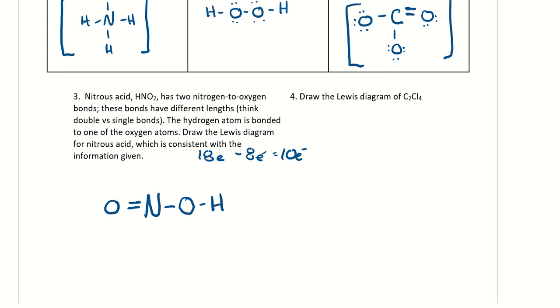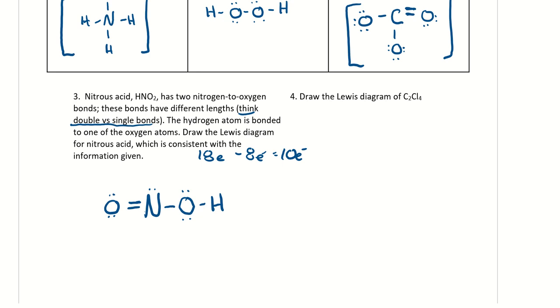So let's see where we should go. 1, 2, 3, 4, 5, 6, 7, 8. Oxygen's good. Oxygen's good on the other side. Nitrogen's still missing 2, so let's go like that. Right? And that's our structure for nitrous acid. And there was a key in there saying that they have 2 different lengths, think double bond versus single bond. That kind of helped us out.